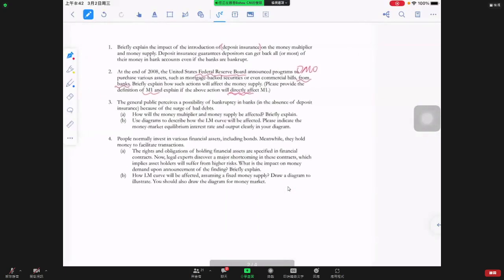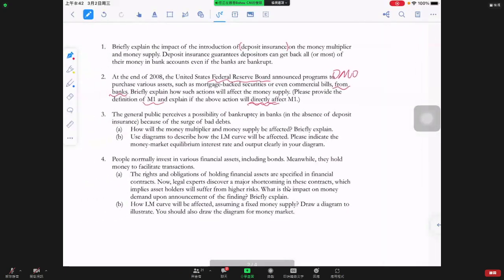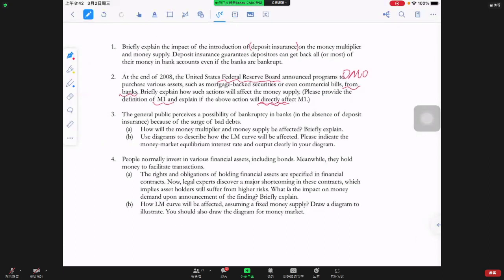So the third question: the general public perceives a possibility of bankruptcy in banks, this time in the absence of deposit insurance, because of the surge of bad debts. So how will the money multiplier and money supply be affected? Briefly explain.